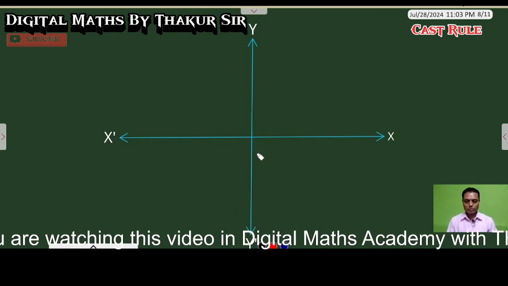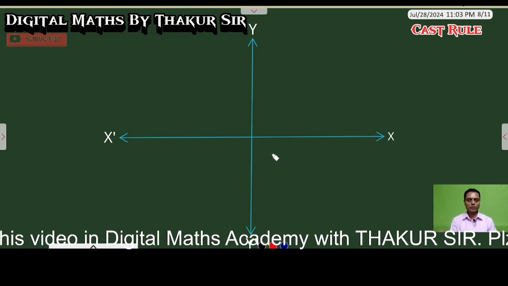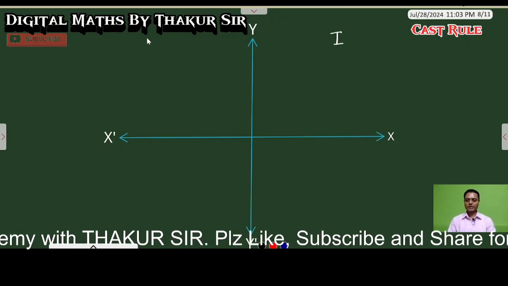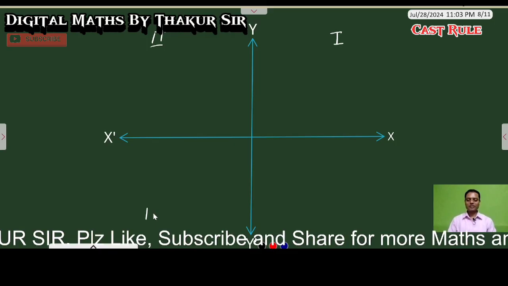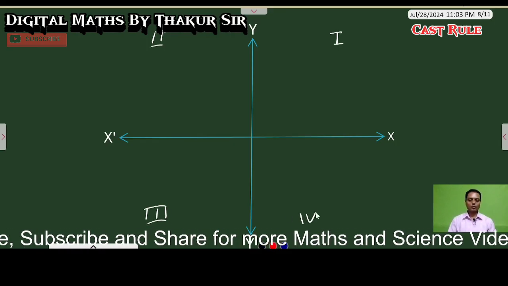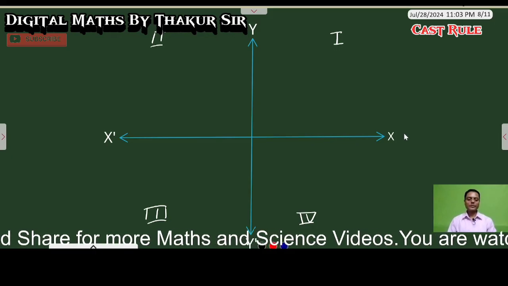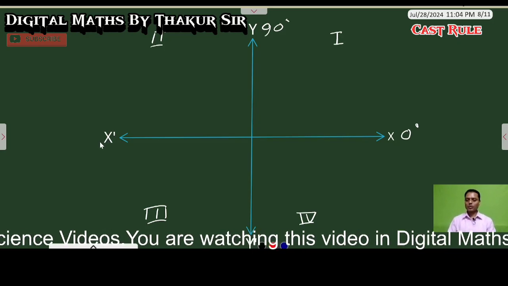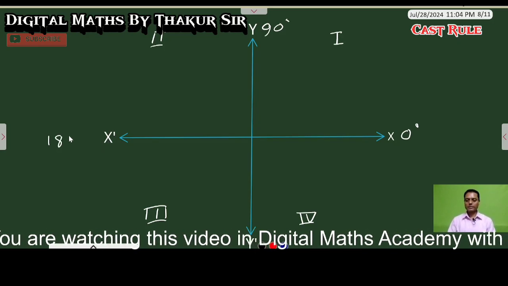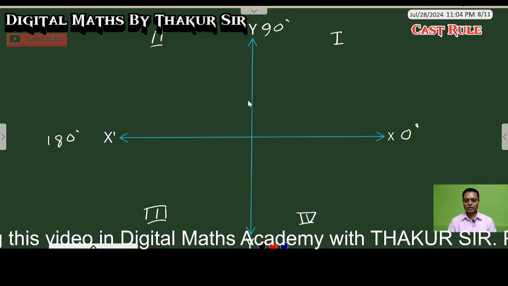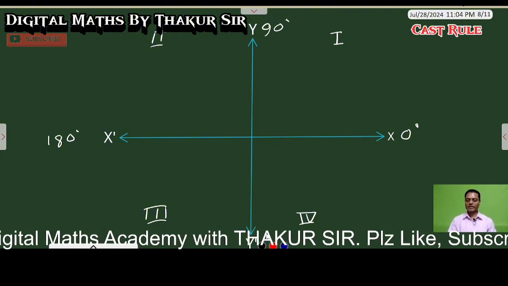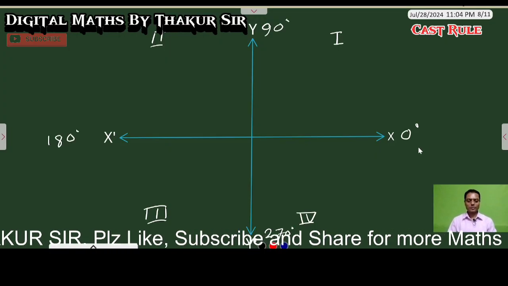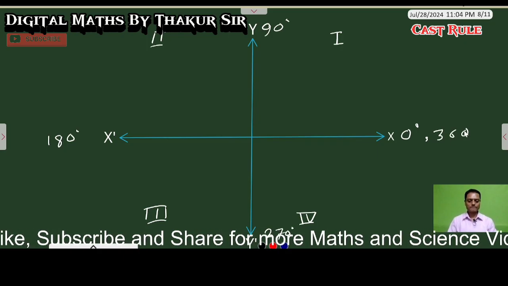To explain the CAST rule, let's say we have two lines mutually perpendicular to each other. Then we have four quadrants. It is your first quadrant, that's your second quadrant, it is the third quadrant, and the last one is the fourth quadrant. The first quadrant begins from 0 degree to 90 degree. Similarly, the second quadrant is from 90 degree to 180 degree. The third one is from 180 degree to 270 degree. And the fourth quadrant is from 270 degree to 360 degree.